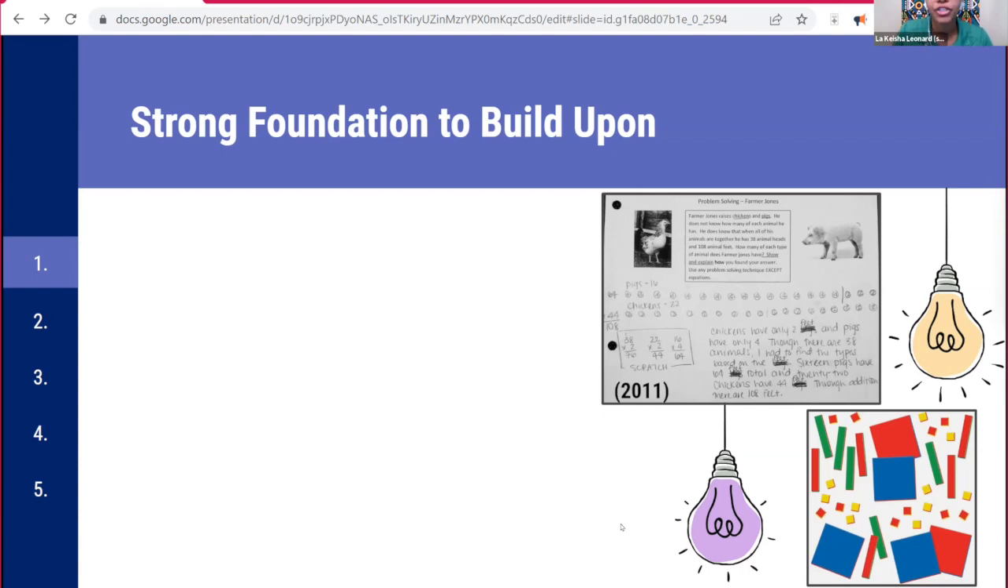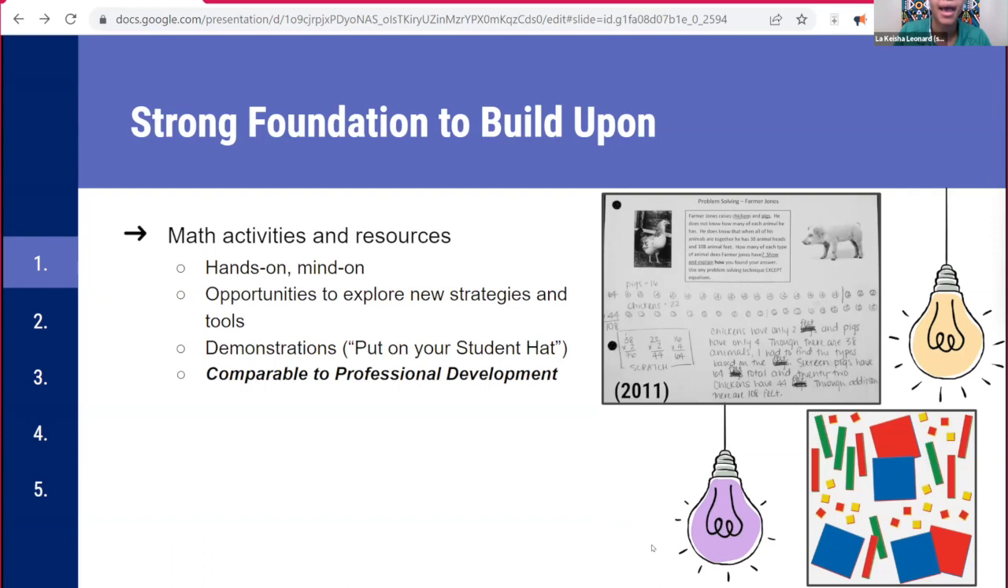So every version of this course had math activities and resources. So very hands-on, very mind-on, always providing opportunities for students to explore new strategies and tools, opportunities for students to put on their student hat. So a lot of demos. And then also, now that I'm a teacher, when I look back, I realized that this was my first opportunity to have professional development. It's very comparable to it.